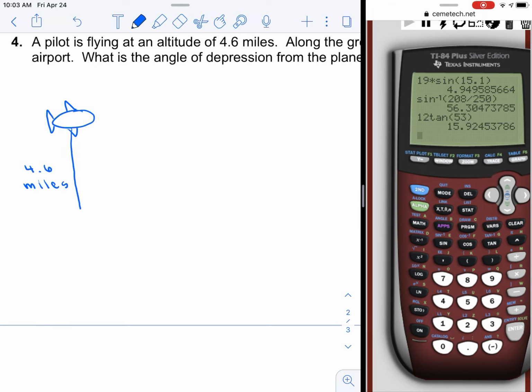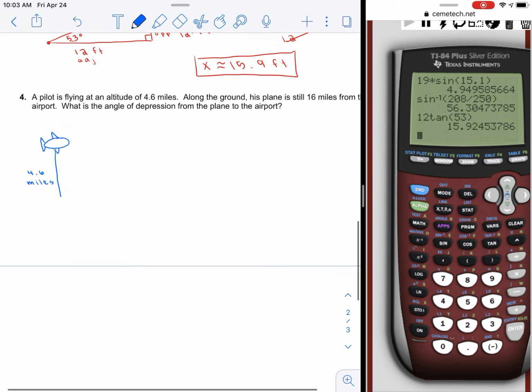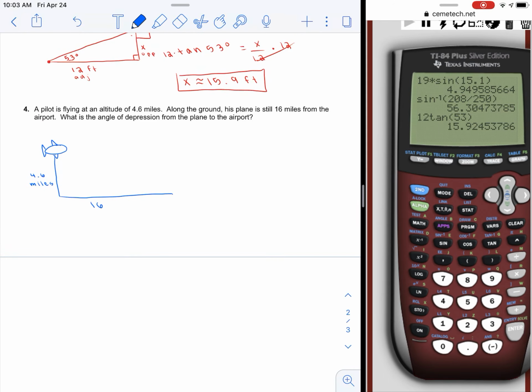Of 4.6 miles above the ground. Now it says along the ground, his plane is still 16 miles from the airport. So along the ground, that's kind of like that word base up on the top. Along the ground is a very important part of this. Now it says, what is the angle of depression from the plane to the airport? So here is my airport. I don't know, it's just a building.